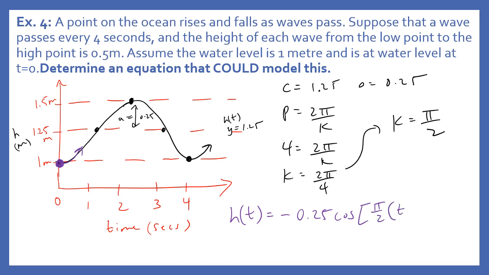t. Now I don't have a phase shift. I didn't shift right or left. I'm on the y-axis, so we can just leave it like that. And in fact, I didn't even need square brackets. And then plus 1.25.